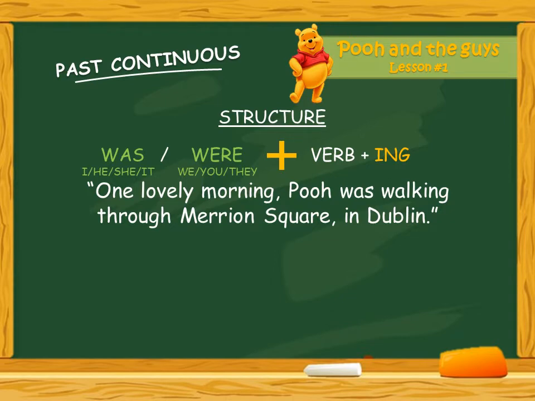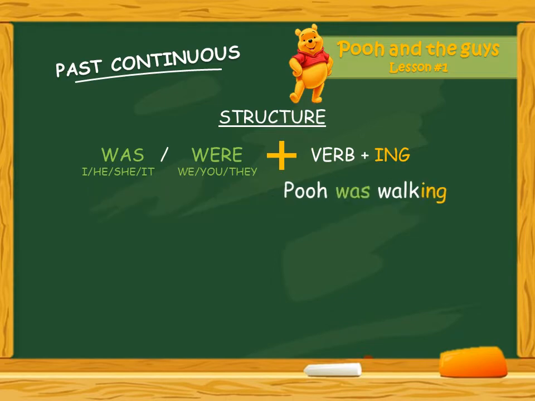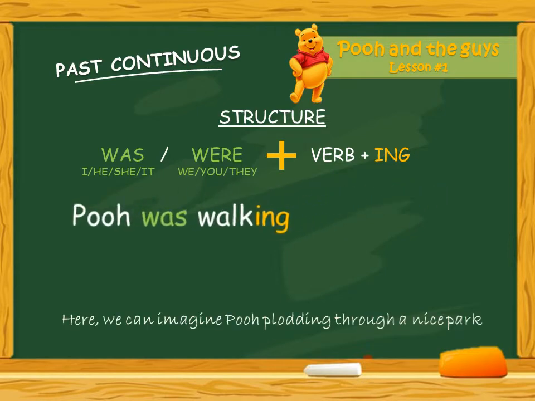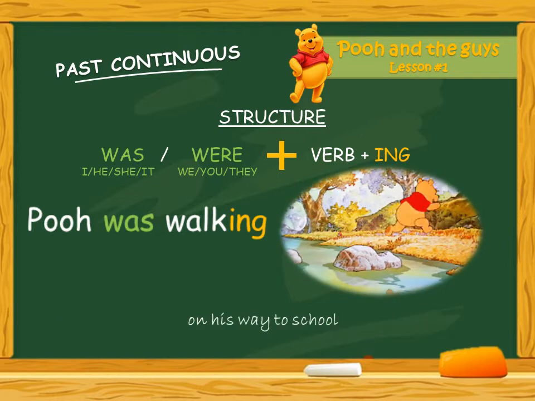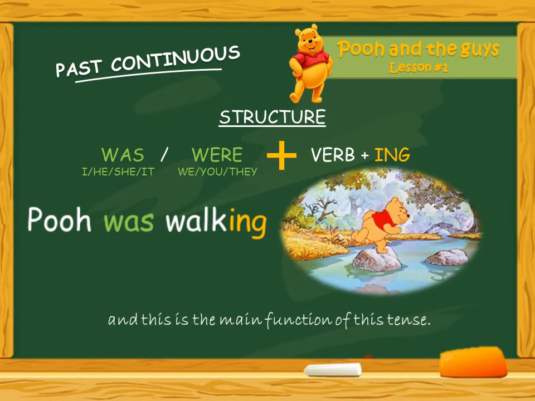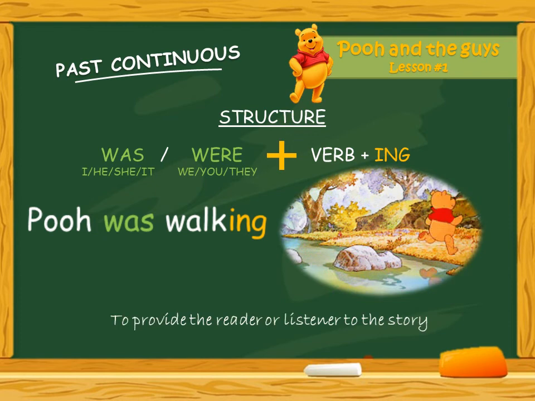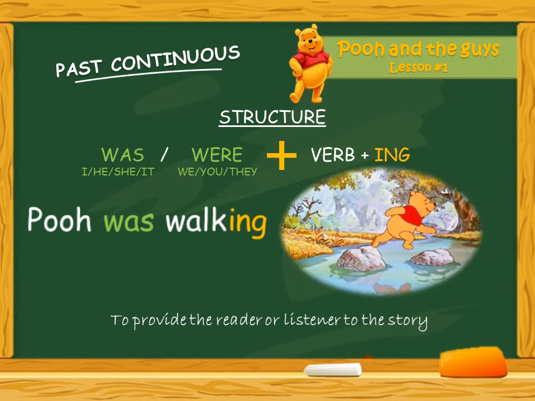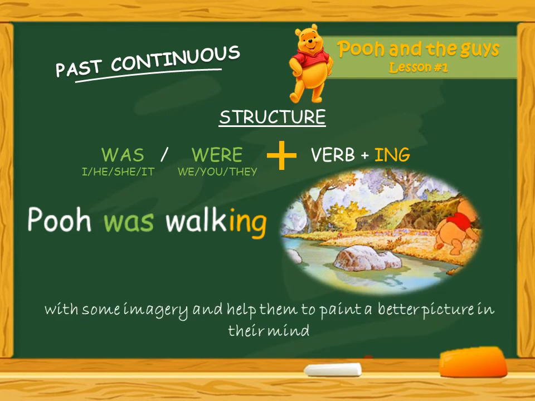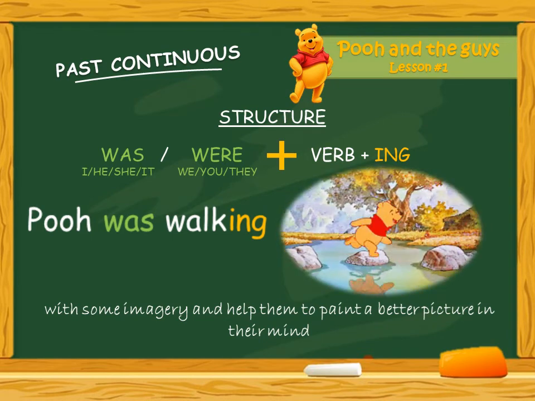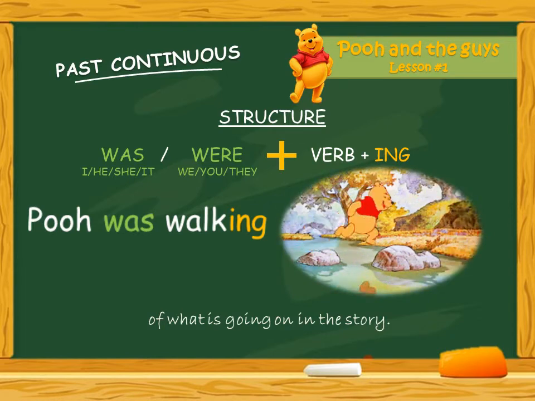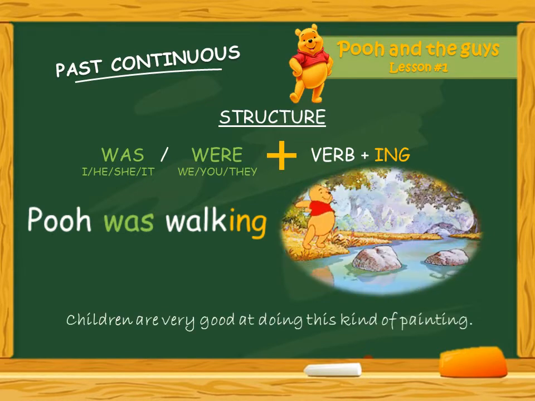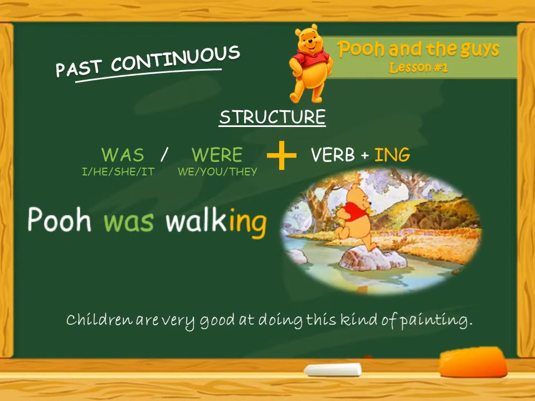One lovely morning, Pooh was walking through Marion Square in Dublin. Here we can imagine Pooh plodding through a nice park on his way to school, and this is the main function of this tense: to provide the reader or listener to the story with some imagery and help them to paint a better picture in their mind of what is going on in a story. Children are very good at doing this kind of painting.